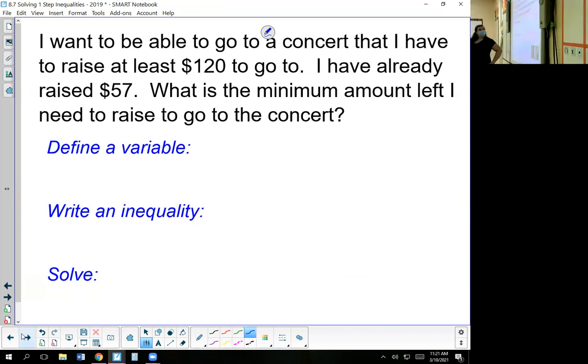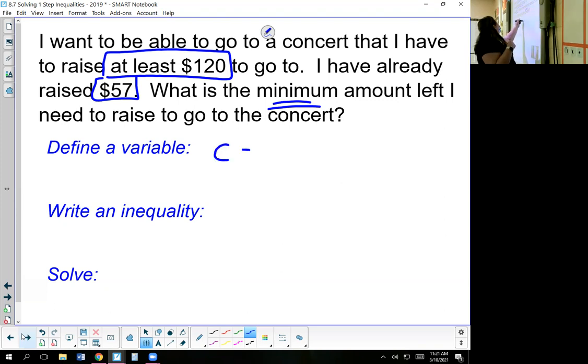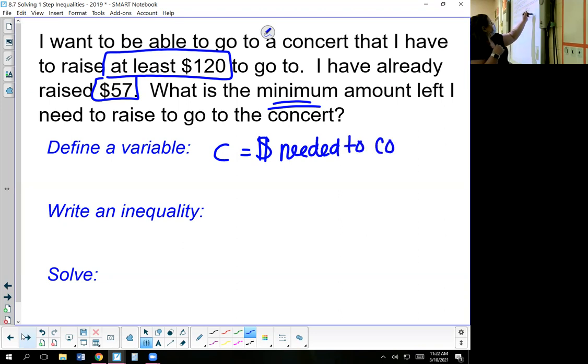Keywords that kids have issues with is this word right here. Want to be able to go to a concert that I have to raise at least $120 to go. I already have 57 raised, so I already have 57. What is the minimum amount I need to raise to go to the concert? So I want to know, let's see, C for money needed to go to concert.